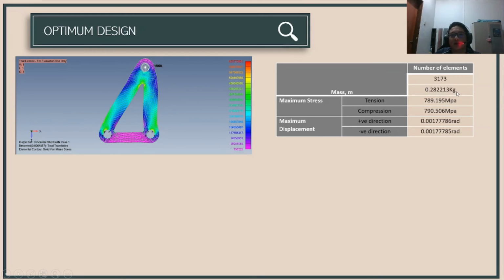This is the lowest mass, which is 0.282213 kilogram, and the number of elements is 3173. So the highest stress is near the holes at the bottom, both bottom sides, and also near the top triangle hole.